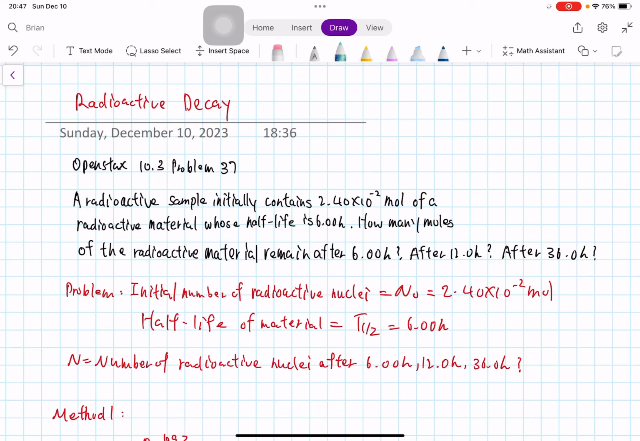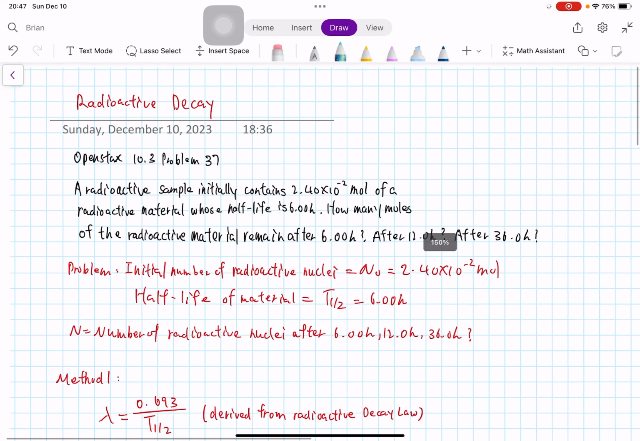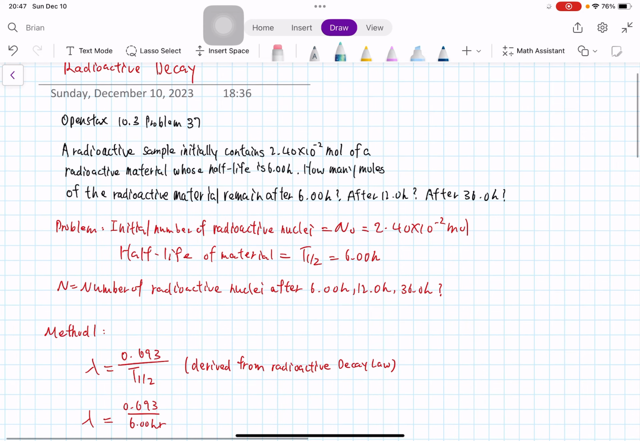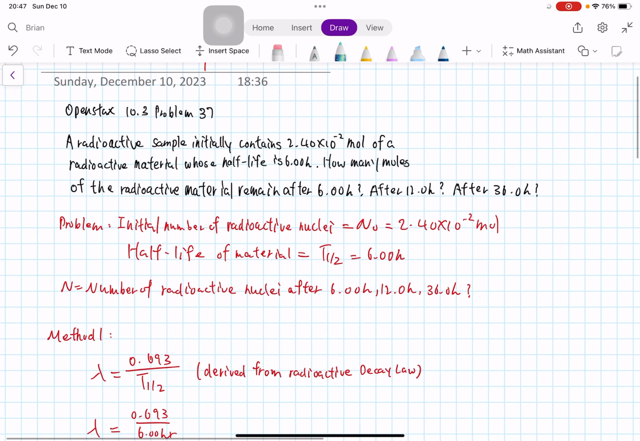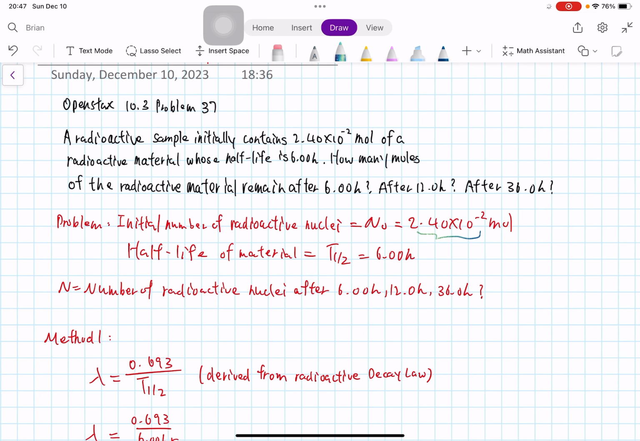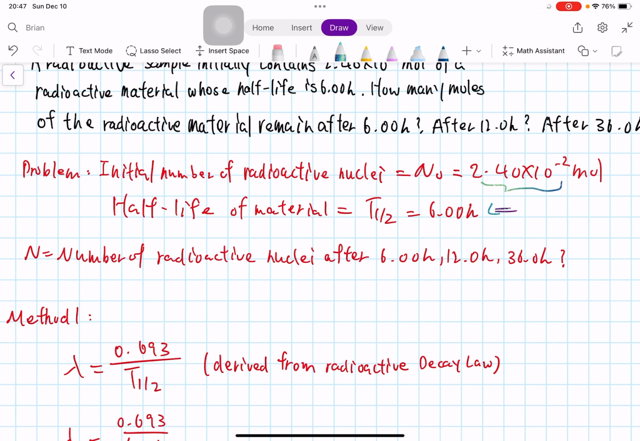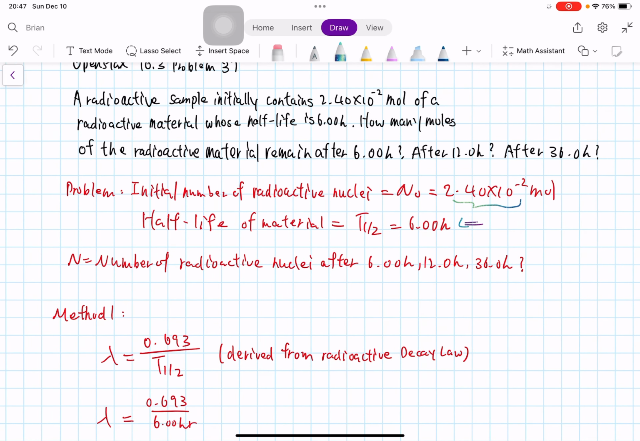Here we're looking at radioactive decay. This problem is taken from OpenStax 10.3, problem number 37. The problem says that if we have an initial number of radioactive nuclei, which is 2.4 times 10 to the negative 2 moles, and the half-life of this material is 6 hours, then how many radioactive nuclei do we still have after decay for 6 hours, 12 hours, and 36 hours?